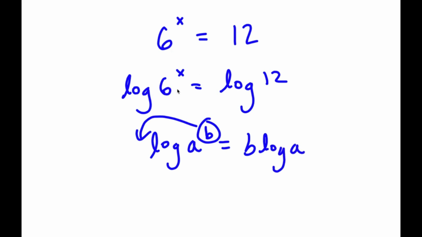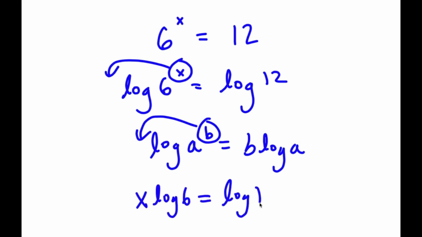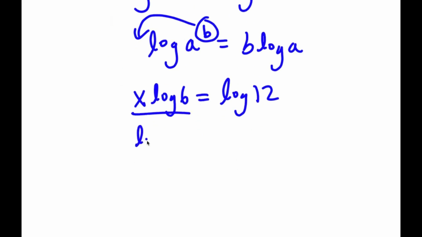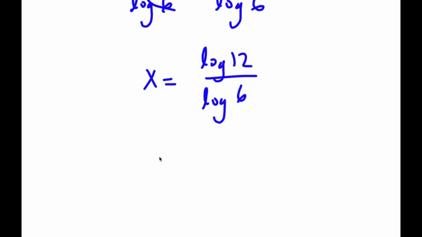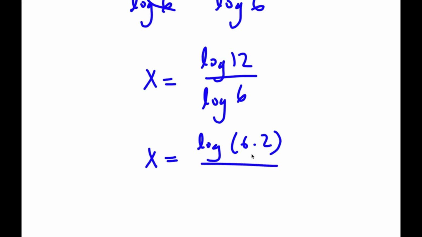So in this case, log 6 to the power of x, I can move x to the front. So that's going to equal x times log 6, which is equal to log 12. Now, to solve this, I'm going to divide both sides by log 6. These two cancel out, and I have x is equal to log 12 over log 6. Now log 12, that's the same thing as log 6 times 2. Now I have this over log 6.